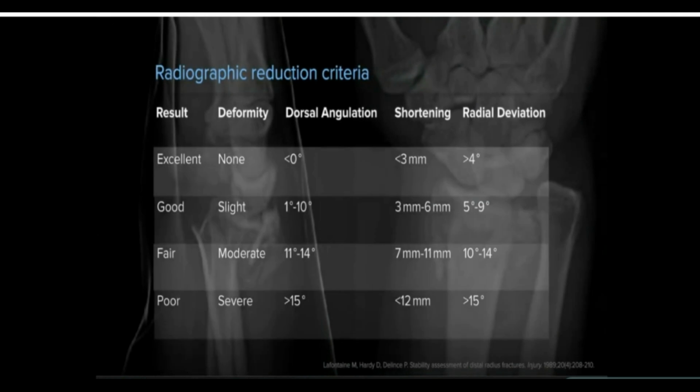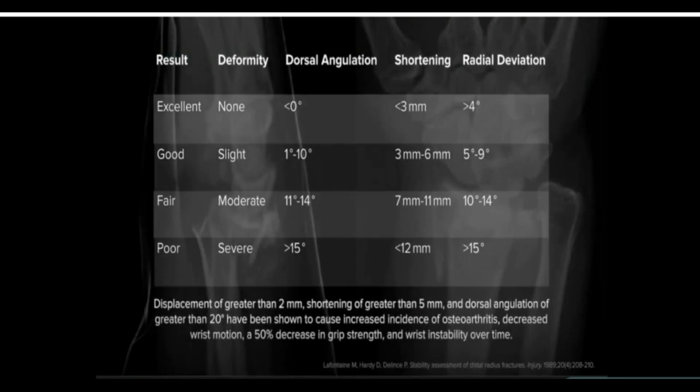Here is a radiographic reduction criterion chart from LaFontaine's stability assessment. This chart outlines reduction and results achieved on a scale from poor to excellent, based on the criteria of deformity, dorsal angulation, shortening, and radial deviation.